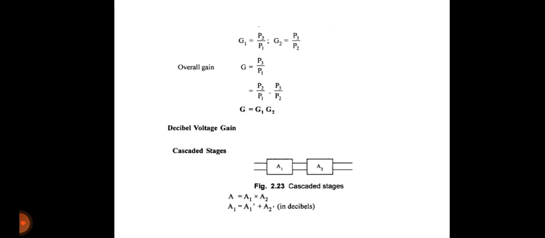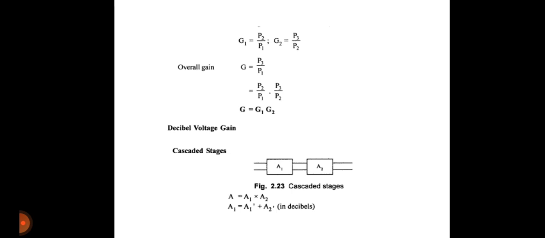So the overall gain: the gain of the first stage G1 is P2 by P1, and G2 is P3 by P2. Overall gain is the output to the input of the multistage amplifier, P3 divided by P1. So it can be written as P2 by P1 into P3 by P2. P2 by P1 we know as G1, P3 by P2 we know as G2. So G equals G1 into G2.